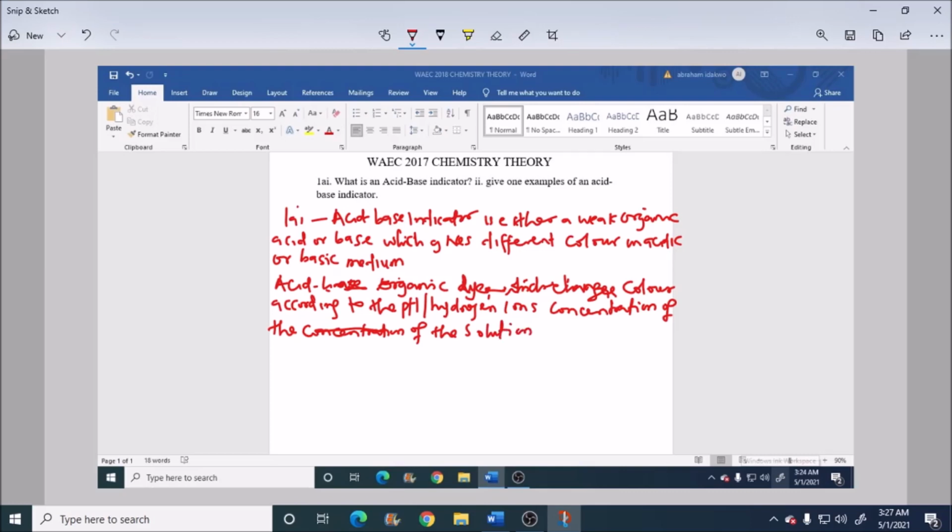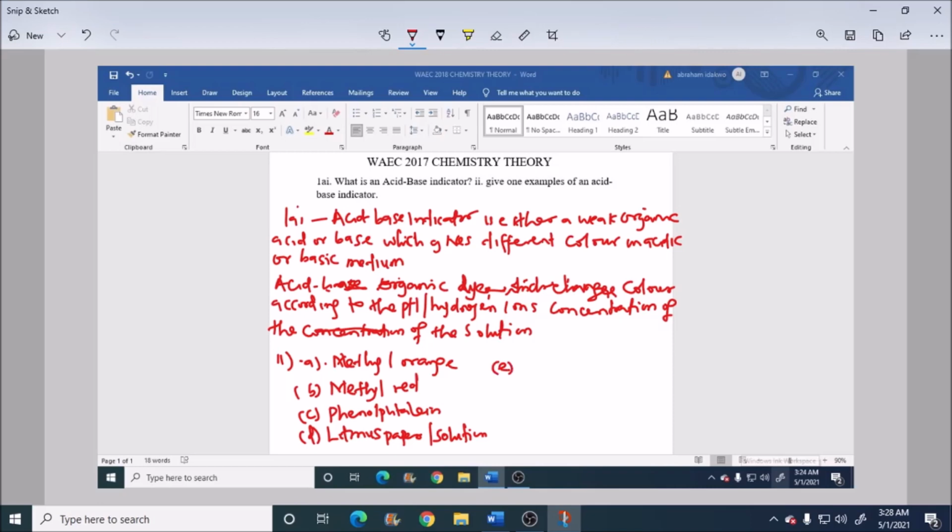Then we are asked for examples of an acid-base indicator in Roman figure 2. We have so many indicators. Number 1, we have methyl orange as one of the indicators. Then we still have methyl red. We have phenolphthalein as one of the indicators. We have litmus paper or solution.